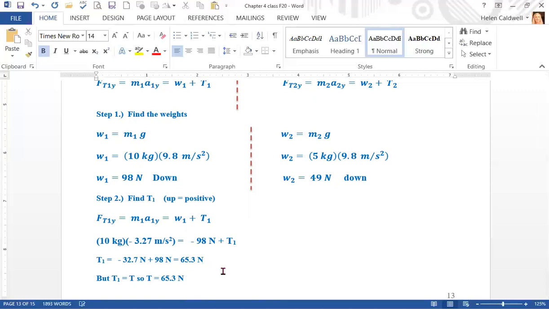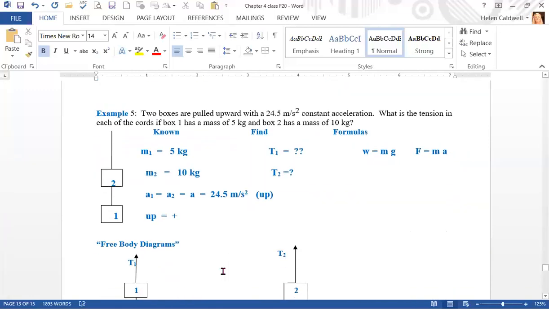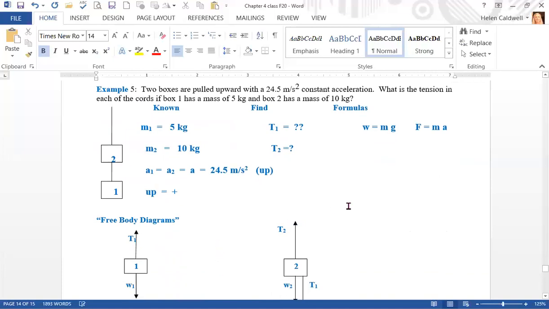example. So we have two boxes. They're pulled upward with 24.5 meters per second squared constant acceleration. We want to know the tension in each of the cords. So we have two ropes. Rope 1 connects box 1 to box 2. Rope 2 connects box 2 to whatever is dragging it up.